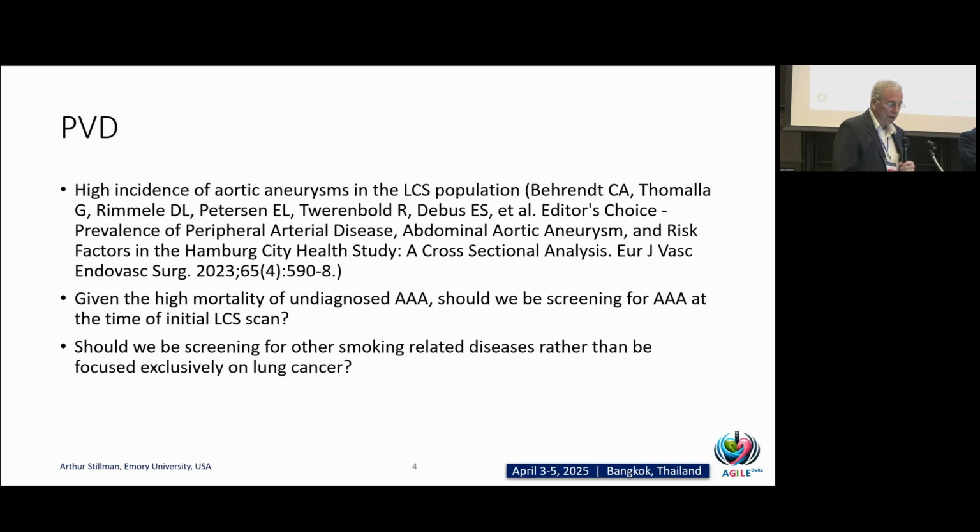Should we be screening for other smoking-related diseases rather than being focused exclusively on lung cancer? And I really think we're perhaps doing a bit of a disservice calling this a lung cancer screening test rather than smoking-related disease testing, which could include other non-invasive testing. You could do ankle brachial indices as part of a screening process for peripheral vascular disease in this population. So I think those are the main thoughts and questions I had. Perhaps you have some others that you would like to add?